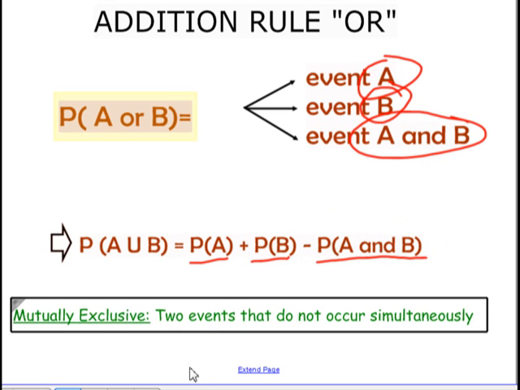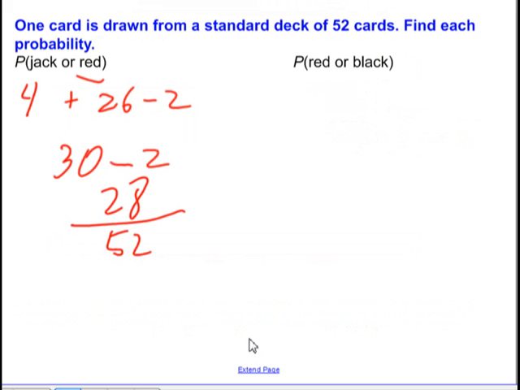I want to be clear here that we are talking about mutually exclusive events, two events that don't occur simultaneously and don't impact each other. So you draw a card, you get a jack, you get a red, it's just drawing a card. We'll get into more specifics of that. It was a poor explanation, but I'll explain it better as we go forward. Mutually exclusive events are events that don't conflict with each other.